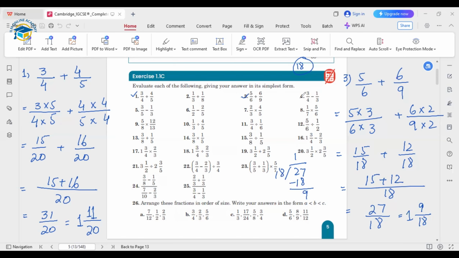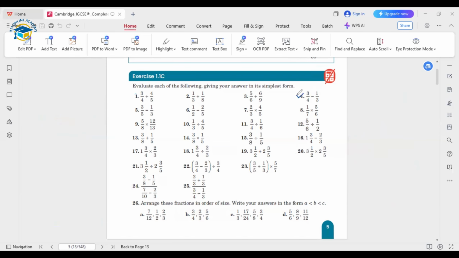Next, we need to move on to subtraction. A similar thing you need to do with the subtraction of the numbers as well. The only thing is that in addition we add the numerators, and in subtraction you subtract the numerators. Otherwise, there isn't much difference between the addition and subtraction of fractions. So we have 3 by 4 minus 1 by 3.